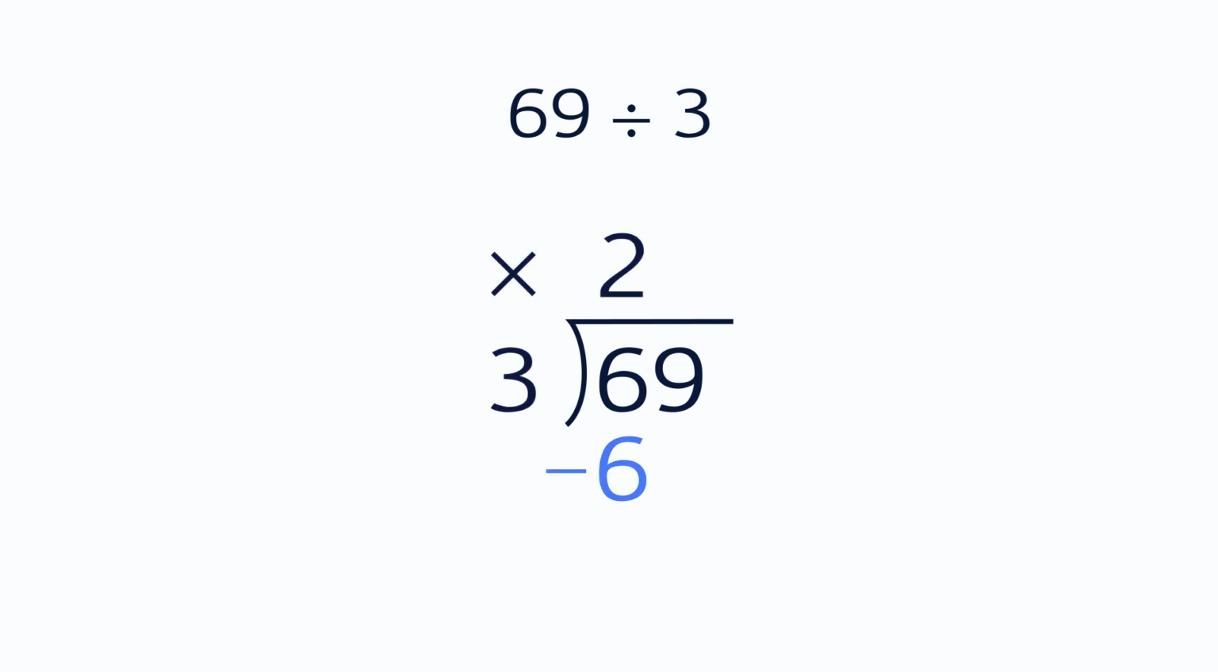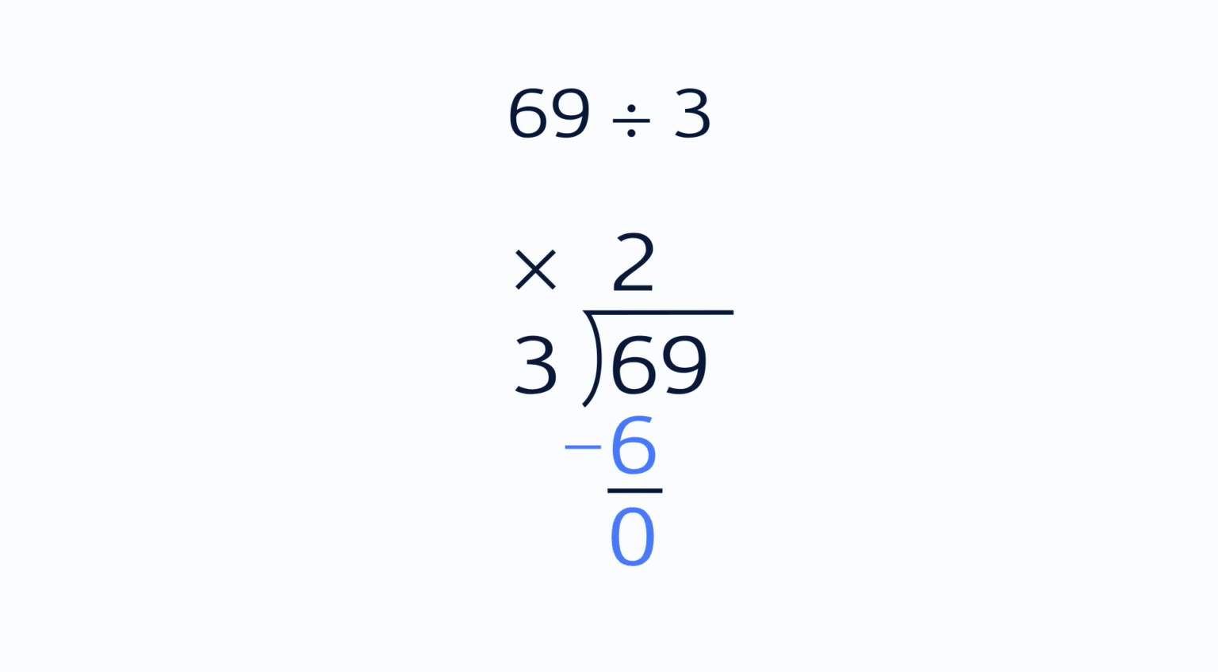Now you subtract 6 from 6 and write 0 here, because 6 minus 6 is 0. A 0 in this position means that there was no remainder. And in this case, 6 divided by 3 does not leave a remainder. You get 2 in each group, with nothing remaining. Now you're finished with the digit in the tens place. Let's move 1 digit to the right to the final digit, in the ones place, which is 9.